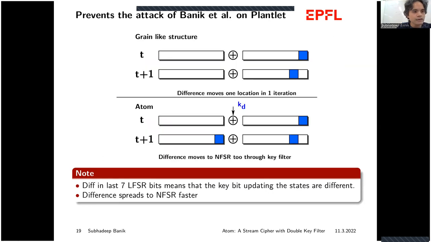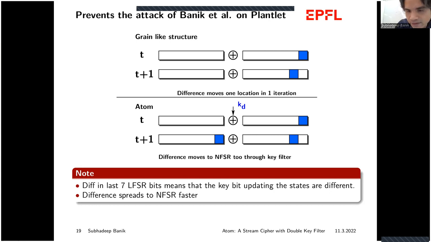Now, one may wonder why this figure for Atom is only 18, given the fact that Atom has a much larger internal state. For Plantlet or any other stream cipher with a Grain structure, any difference at the end of the LFSR is shifted leftwards by at most 1 bit in the next cycle. However, in Atom, it is different because the last 7 bits also control which key bit is added onto the update function. So potentially, one may have the case where a single bit LFSR difference also introduces a difference in the NFSR in the next clock cycle. As a result, any difference in the last 7 bits of the LFSR gets diffused into the internal state very quickly.